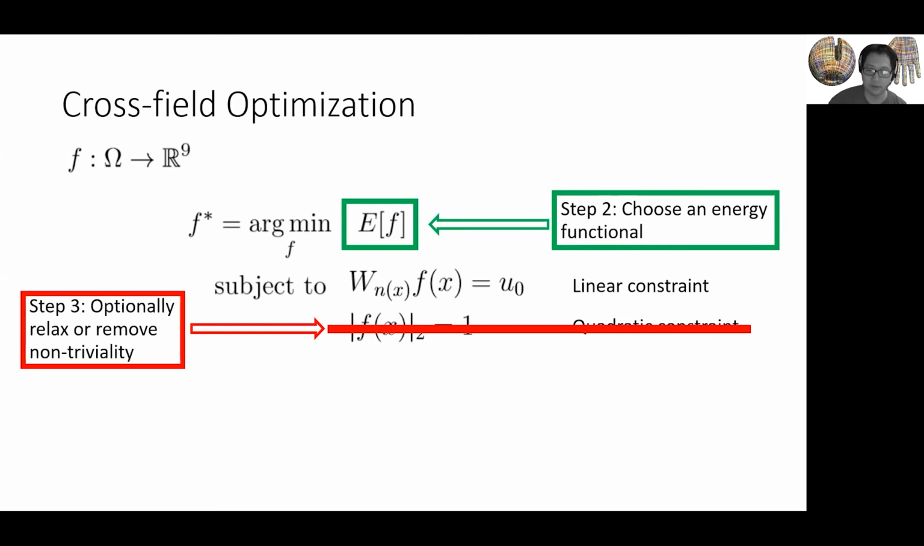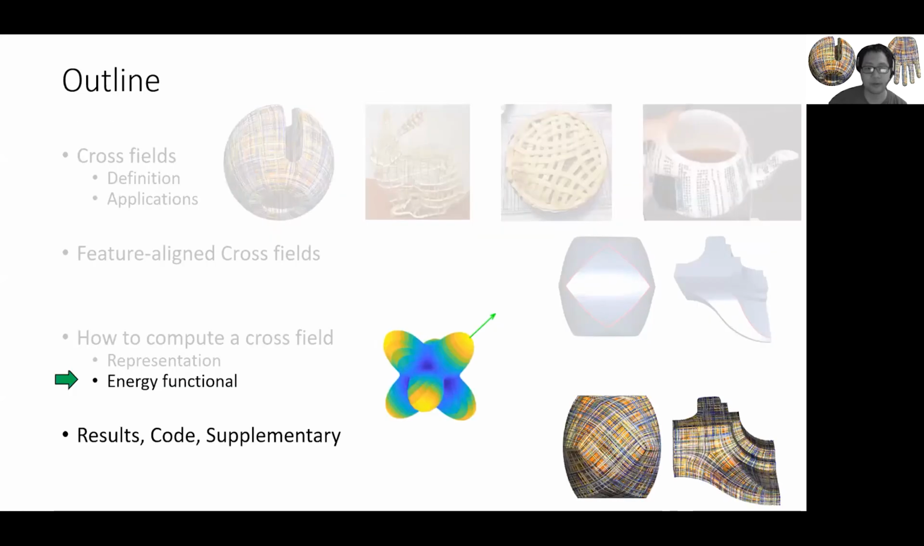The reason you have a non-triviality constraint to begin with is to make sure that your solution is not identically zero. It turns out that the linear constraint is enough to guarantee your solution is non-zero, in which case we don't need the quadratic norm constraint anymore. Doing this transforms the problem into a convex optimization if the energy functional is convex, and for the next couple energy functionals, they will be convex. Going back to the outline, we're around here.